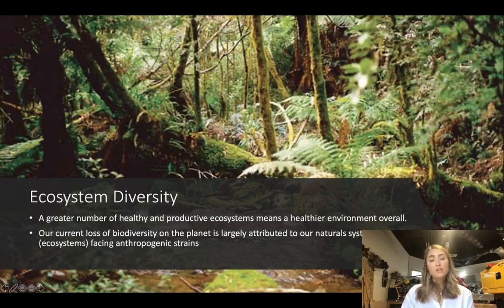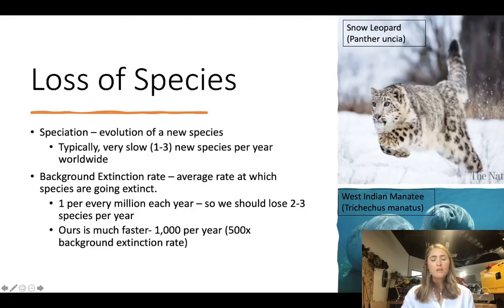So those anthropogenic strains, so human impacts on our ecosystems, things like climate change or deforestation or mining, etc., are causing long-lasting problems for all of the different levels of biodiversity we just discussed. So we'll take a little bit deeper of a dive into loss of species. First we have to understand speciation. This is when we get a new species added, so we increase the biodiversity of the planet.